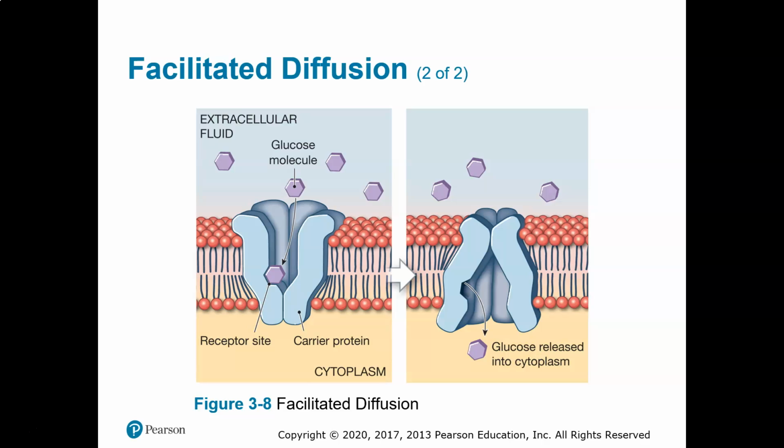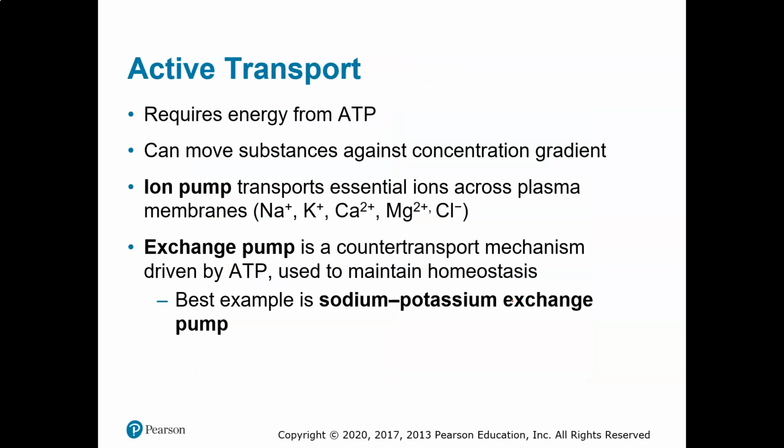So this is an example of facilitated diffusion. You can see the concentration of glucose is high in the extracellular fluid and the blood, and it's low inside the cell. So the glucose will bind to the carrier protein, and then the carrier protein will change shape and bring the glucose into the cell.